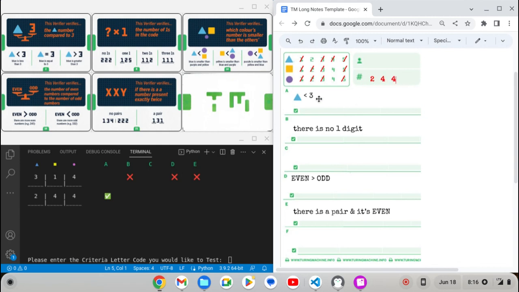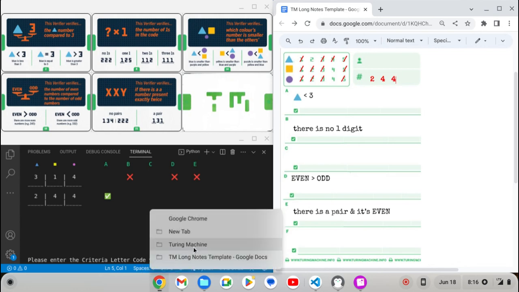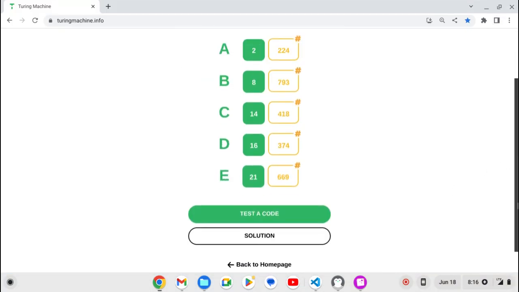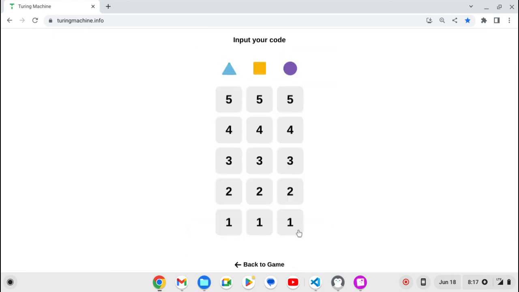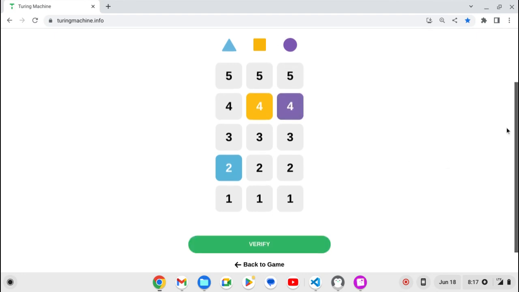Okay, so let's see. We did confirm that triangle has to be less than 3. So it's either between 1 and 2, and of course, there were no 1s. So yeah, 2 makes sense. And because technically 2 could not be paired up, it would have to be 4. Wow. Okay. This is very interesting. So I didn't have to test C. Well, let's go check. 2, 4, 4, if that's our solution. So let's test 2, 4, 4 and verify.